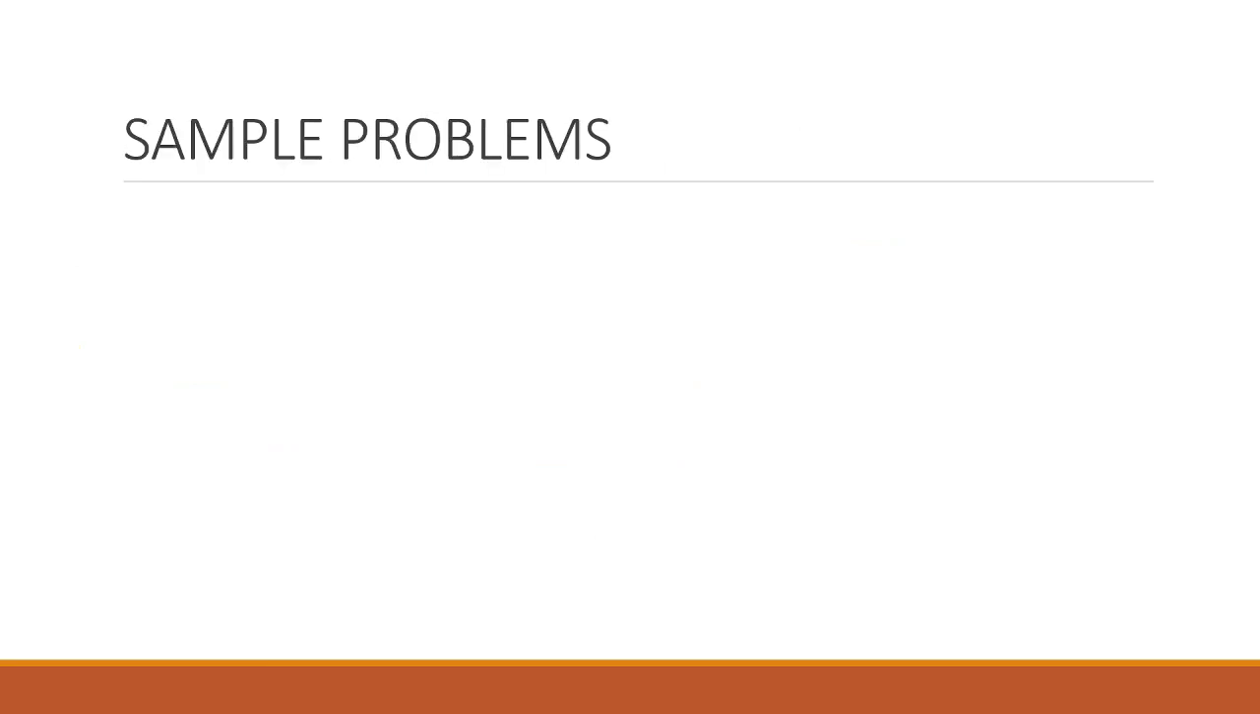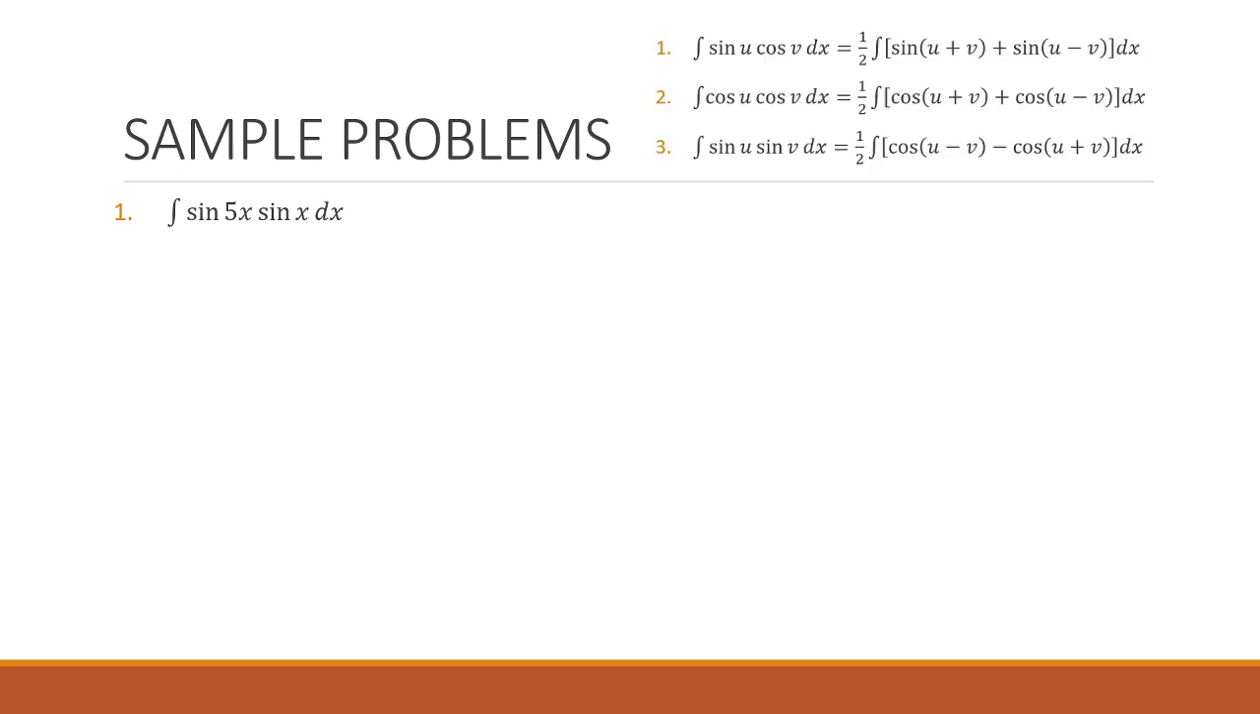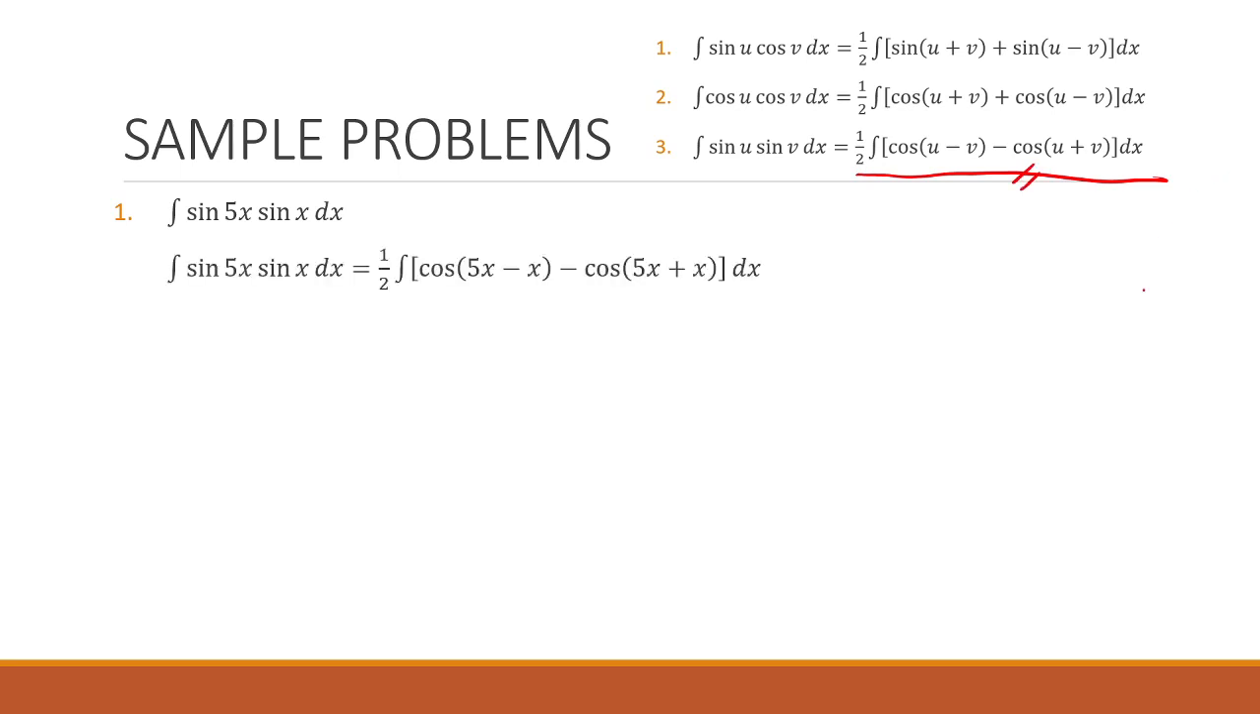Okay? So let's try. We have here sine 5x times sine x. So a product of two sine functions, tapos different arguments, different angles. So we apply the identity. In this case, product of sine and sine, that would be itong number 3 na formula. So we should use this equivalent expression. So 1/2 cosine u minus v. U in this case is 5x. V is what? x. Okay?